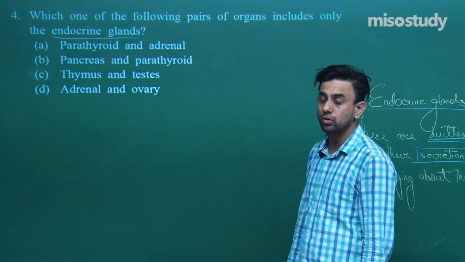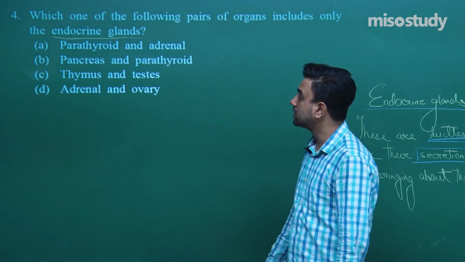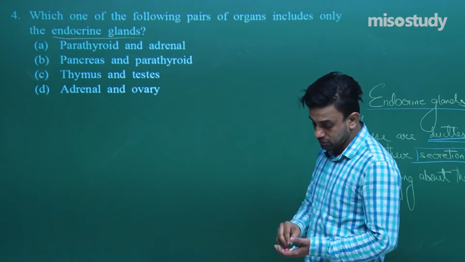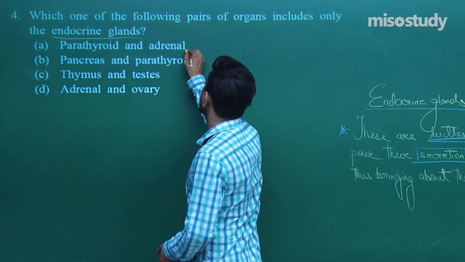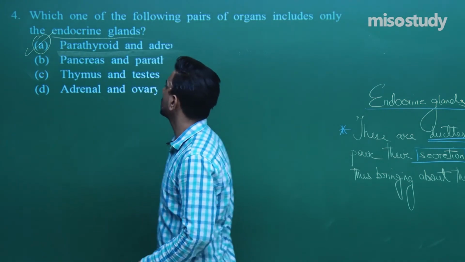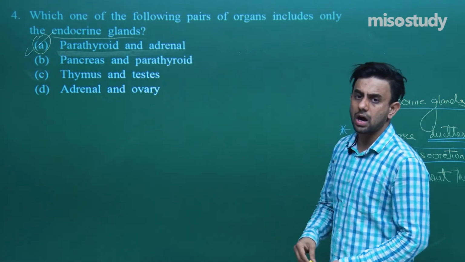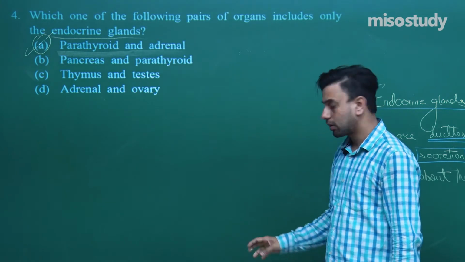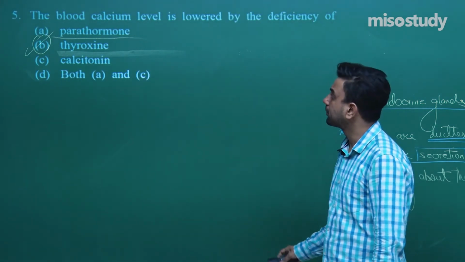The parathyroid gland is an endocrine gland, and even the adrenal is an endocrine gland. So, the first option itself is correct. The parathyroid and adrenal are the endocrine glands, right. Now, we move on to the next question.